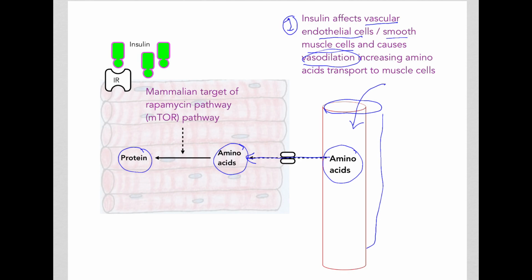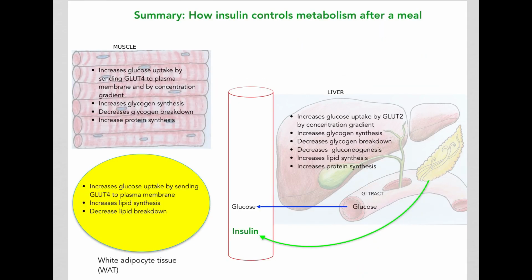So this seems to be one of the major effects, although there is a minor effect that also has been reported, and that is through the mTOR pathway, which will lead to increased protein synthesis. So to summarize the effects of insulin on the various parts of the body: after a meal, when glucose is being absorbed, your blood glucose concentration is high. That will trigger the release of insulin, and insulin will cause a variety of effects.